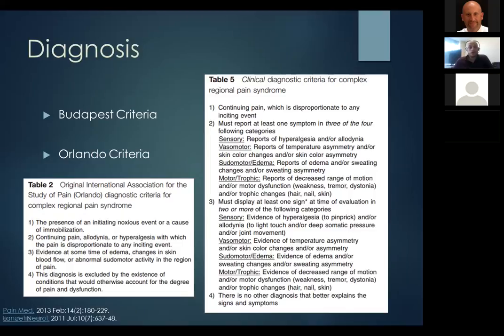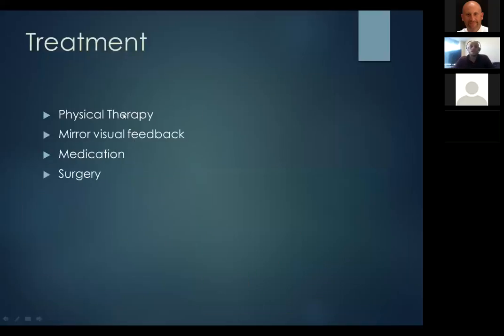So moving on from here, I'm going to talk a little bit about how we treat this. It is a very complex disease, and the best route of treatment is very misunderstood. There are quite a few different things we can do, and a lot of it is similar to how we would treat something like phantom limb pain. So we can use physical therapy or occupational therapy, mirror visual feedback, medications, and surgery.